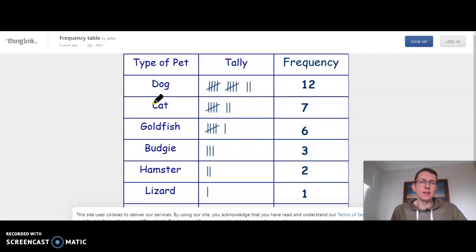In a tally and frequency table, we have a few different columns. We have 3 different columns. We can have our category here, and then for this example, we're saying what type of pet do you have? So do you have a dog, a cat, a goldfish, a budgie, a hamster, a lizard, and so on. And then we also have our tally down here as well, where we can also just quickly put a slash for every person that answers that.